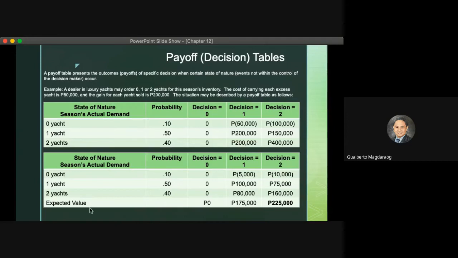So, the use of payoff table is to simply assign a payoff for each state of nature and then multiply the payoff in the probability.